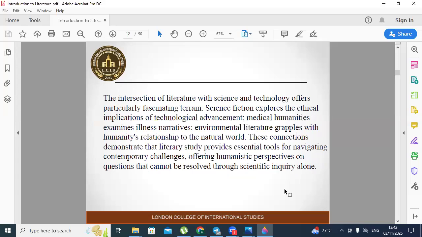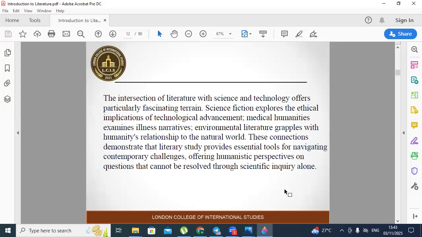Science and technology, interdisciplinary connections. The intersection of literature with science and technology offers a particularly fascinating terrain. Literature isn't opposed to science, they're complementary ways of understanding human experience. Science fiction explores the ethical implications of technological advancement. What happens when artificial intelligence becomes conscious? How should we navigate genetic engineering? What are the social consequences of climate change? Science fiction allows us to imaginatively explore these questions before they become urgent realities.